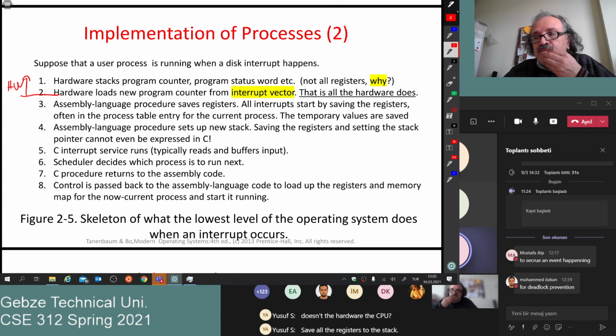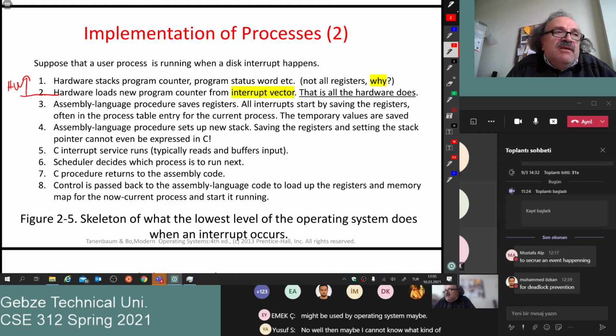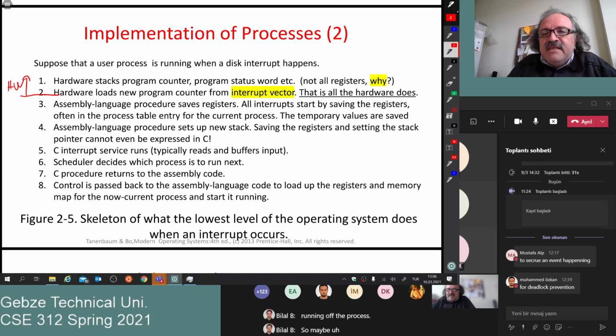Those registers might not be used by that process. They might be used by the operating system, maybe. No, well, I cannot know what kind of registers the processes are using. Remember, for 32-bit CPUs, there are 32 registers available, and processes are free to use all of them. Maybe since other registers can be recalled from cache or main memory, they have no effect on the running of the process. So maybe... No, that's not it. Let's read number 3. Maybe you'll understand from there.